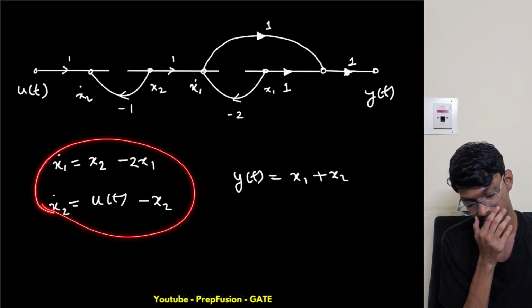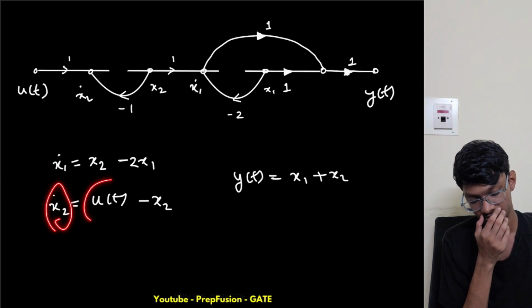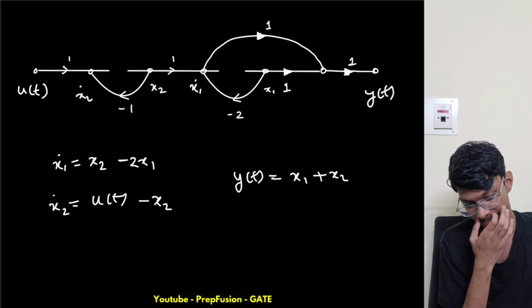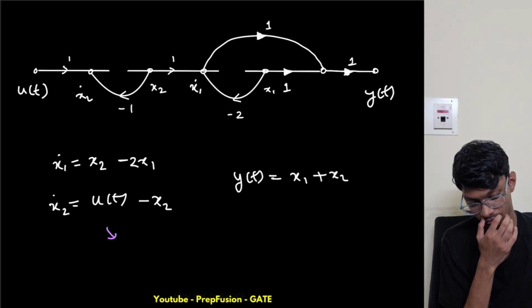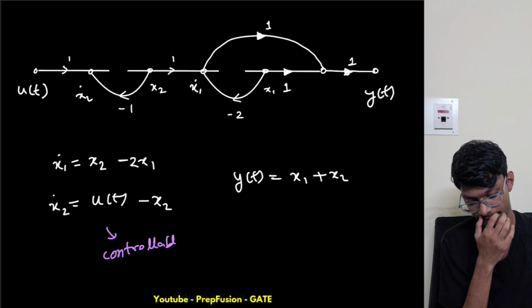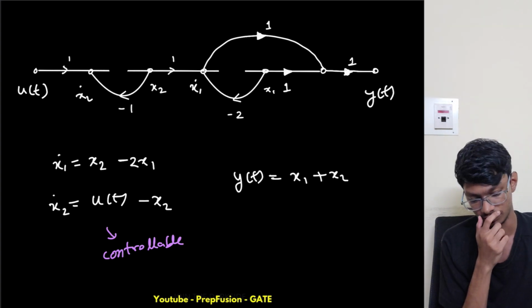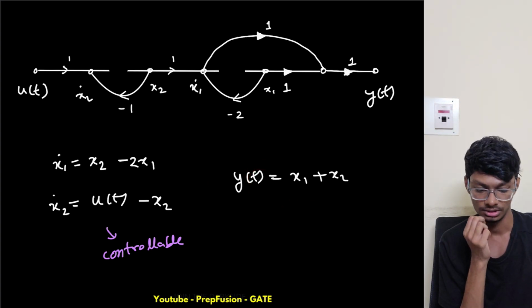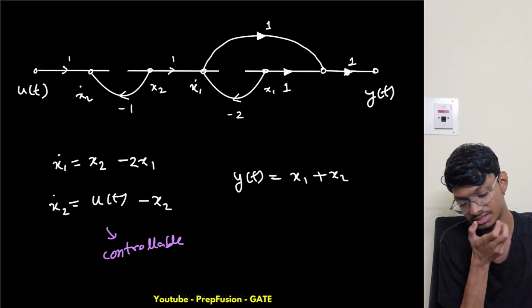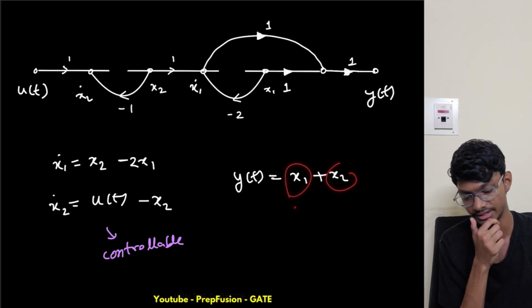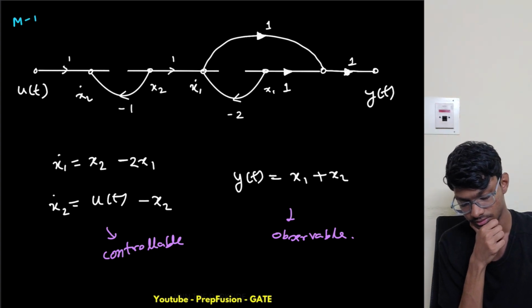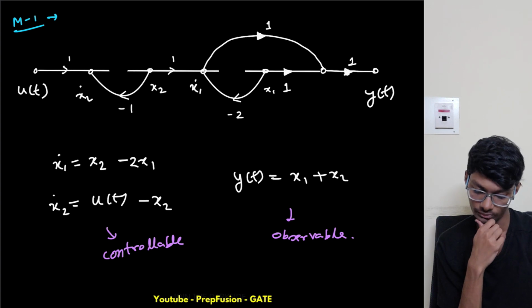Now is this controllable? Yes, right, because my x2 is a function of input and this x1 dot is a function of x2, so this system is controllable, okay. And is this observable? Yes, this is observable, right? Why? Due to this x1 plus x2, as my output can see both the state variables, both x1 and x2. So this is observable, okay. Now this is method 1, using state diagram.